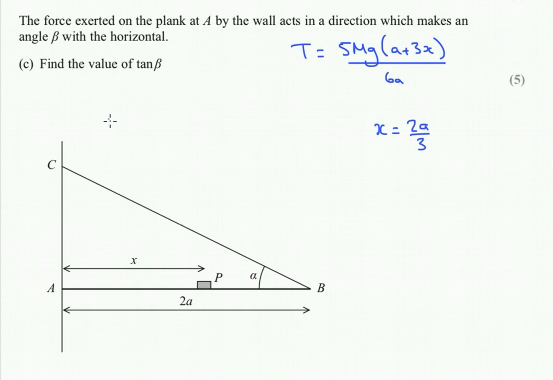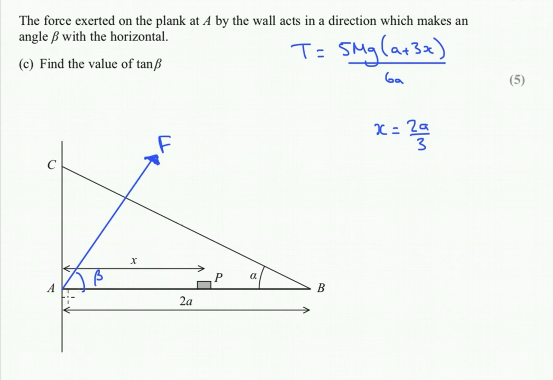Okay, part C says that the force exerted on the plank at A by the wall actually acts at an angle beta with the horizontal. So we've got some sort of force here, which is the frictional force, but I drew it earlier going up. They've actually said it's coming at an angle here, where that angle is beta.